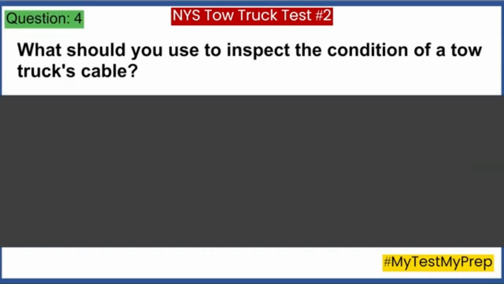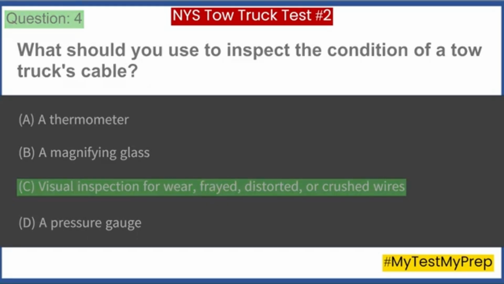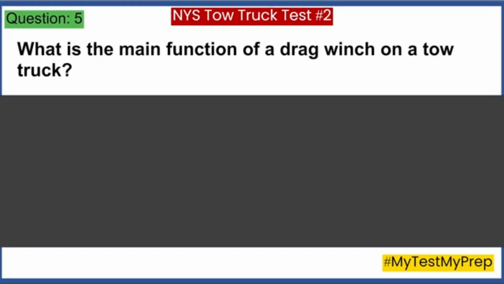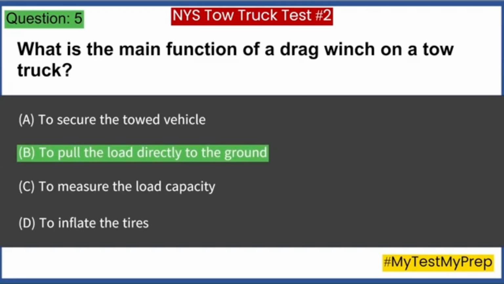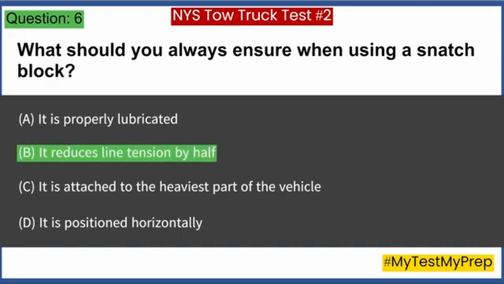What should you use to inspect the condition of a tow truck's cable? Visual inspection for wear, frayed, distorted, or crushed wires. What is the main function of a drag winch on a tow truck? To pull the load directly to the ground. What should you always ensure when using a snatch block? It reduces line tension by half.